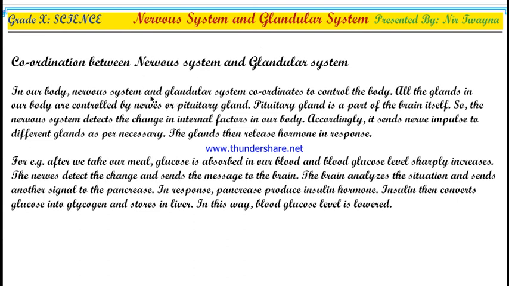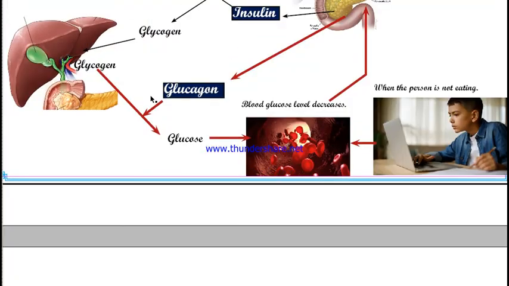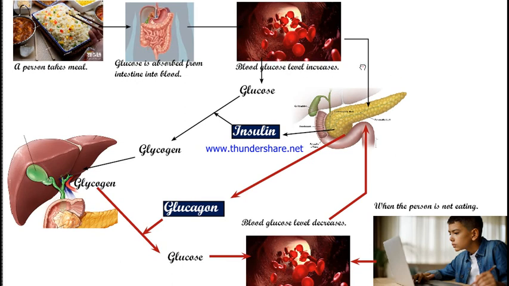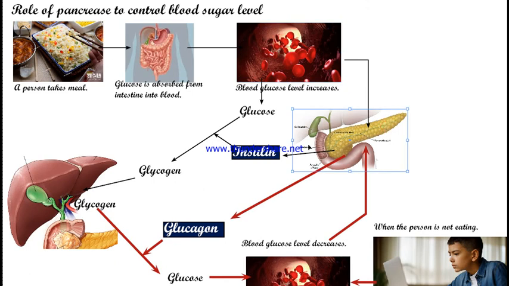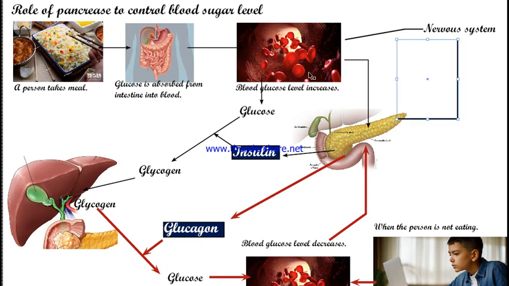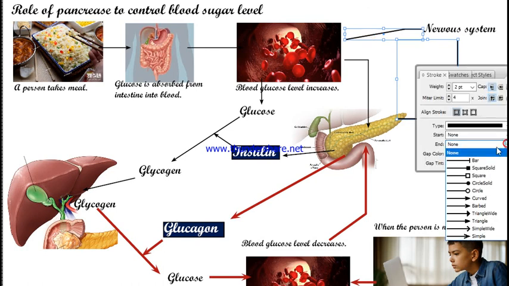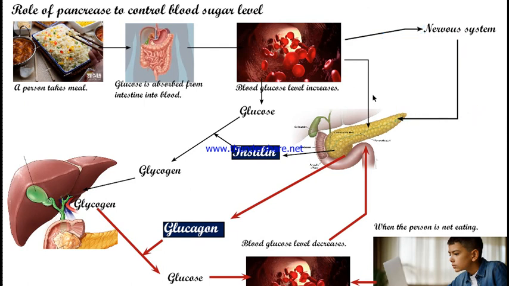Okay, let's see an example. When we were discussing insulin, I said that when the blood glucose level increases, the pancreas releases insulin. But can the pancreas detect the blood glucose level? No, it cannot. Who detects the blood glucose level? The nervous system does that. The nervous system detects the blood glucose level, and then sends a signal to the pancreas to release insulin.